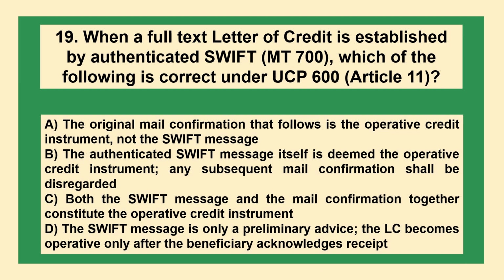When a full text letter of credit is established by authenticated SWIFT MT 700, which of the following is correct under UCP 600 Article 11? Option A, the original mail confirmation that follows is the operative credit instrument, not the SWIFT message. B, the authenticated SWIFT message itself is deemed the operative credit instrument. Any subsequent mail confirmation shall be disregarded. C, both the SWIFT message and the mail confirmation together constitute the operative credit instrument. D, the SWIFT message is only a preliminary advice. The LC becomes operative only after the beneficiary acknowledges receipt.